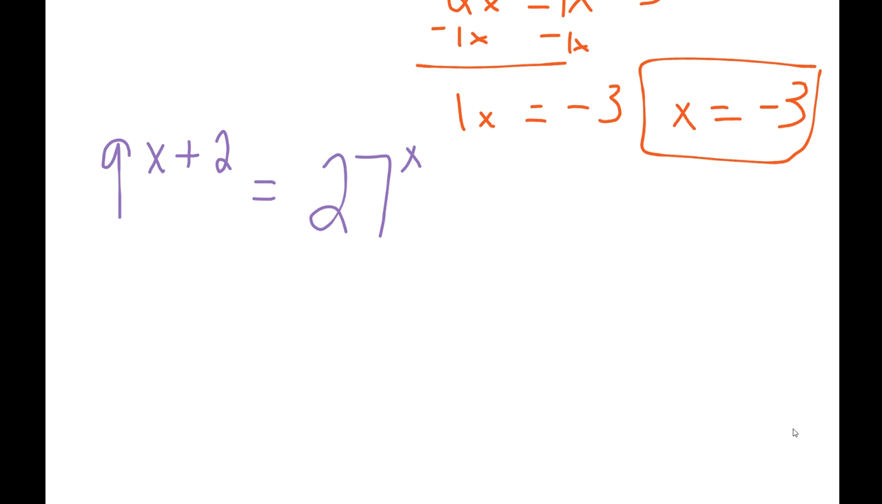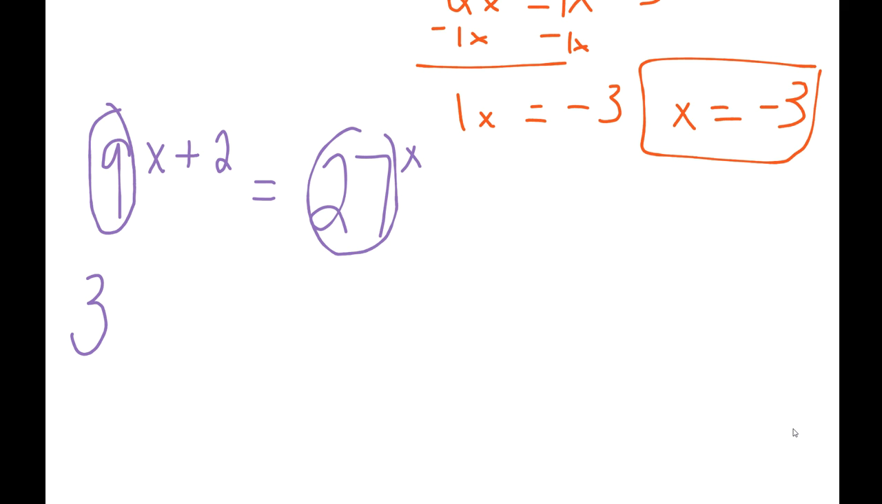Okay, so let's try this one. So looking at 9 and 27. Most of you are going to think, okay, let's turn 9 into 27. Well, you can't actually do that because you have to use powers. So what we could do is change these both into 3s.